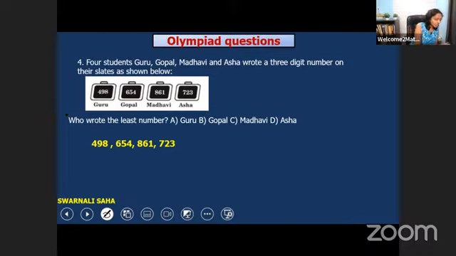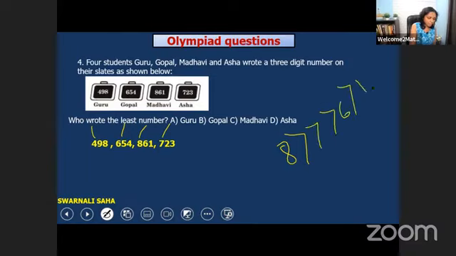Okay, so you see here in 100 place, here is 4, here is 6, here is 8, and here is 7. So 8 is greater than 7, then 6, and then 4. 4 is the least one. So the number that starts with 4 would be the smallest number. So obviously 498 is the smaller one, so the answer is A. Guru wrote the least number, the smallest number. Okay, it's 498. Understood? It's Guru.